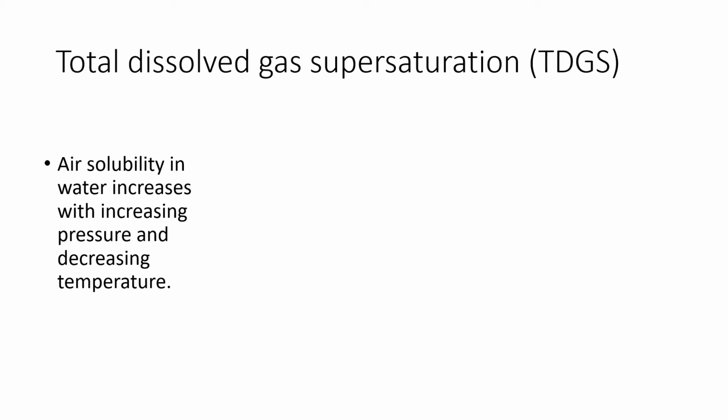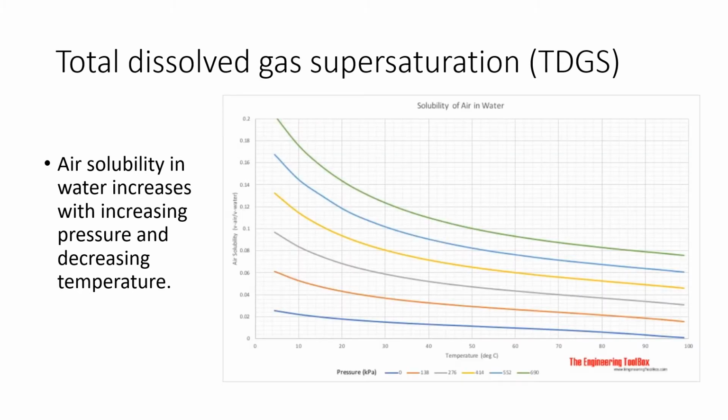Also, at decreasing temperatures, the molecular vibration is lower, so this also allows for more air to be stored in between the water molecules. This can be seen from this graph as well, where low pressure gives a low solubility threshold, and also lower temperatures will increase this solubility threshold. So for high pressures and low temperature, you can dissolve more air in the water.